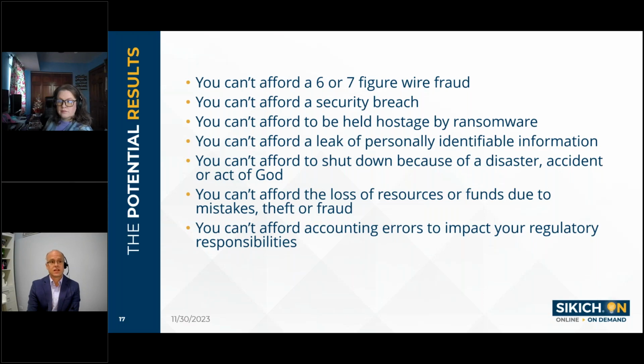If you're storing confidential data, you can't afford a leak of PII. You can't afford to shut down because of a disaster, an accident, or an act of God, or a pandemic. You can't afford the loss of resources or funds due to mistakes, theft, or fraud, and you can't afford accounting errors to impact your funding sources or regulatory responsibilities.